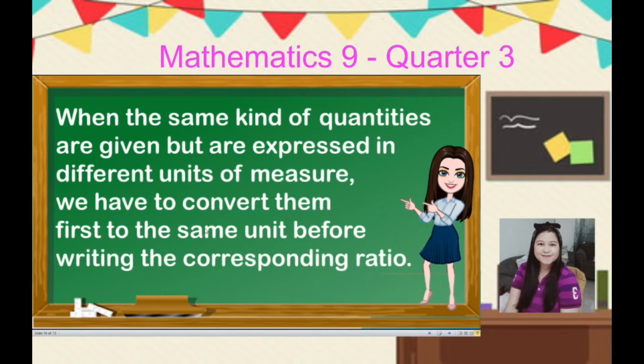So when the same kind of quantities are given but are expressed in different units of measure, we have to convert them first to the same unit before writing the corresponding ratio. So the first 4 examples are all of the same kind of quantities. But then, paano kung magkakaiba na ng kind of quantities or magkaiba na ng units of measure? Ano ang dapat nating gawin? We have to convert them first to the same unit bago natin isulat yung corresponding ratio. So, let's have examples of this one.